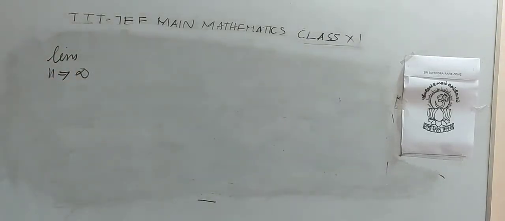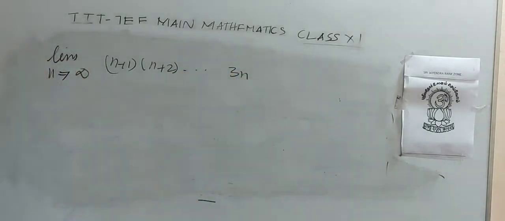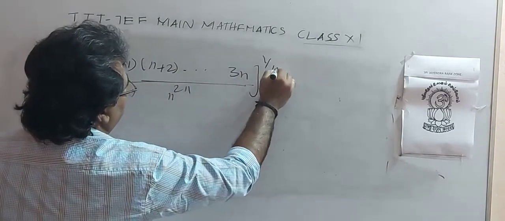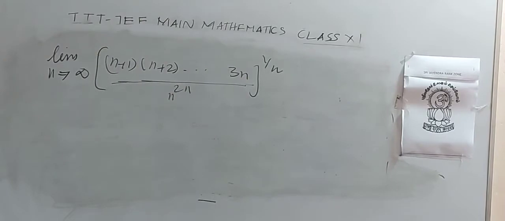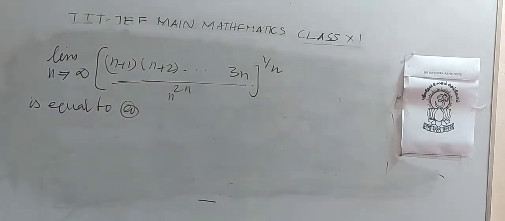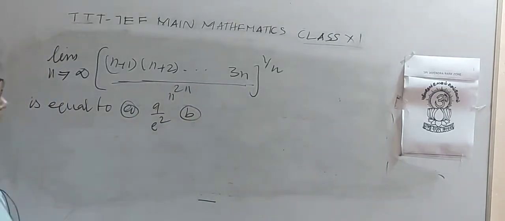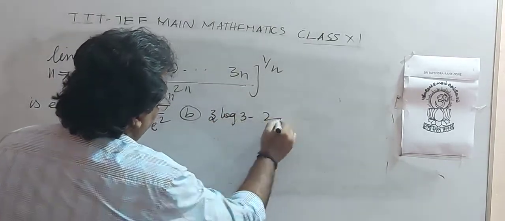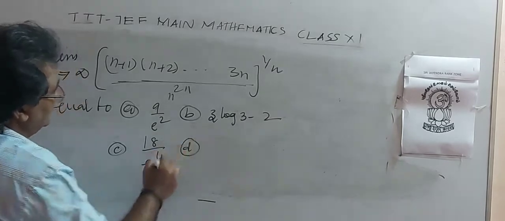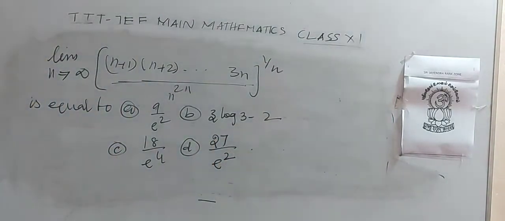Limit n tends to infinity, n plus 1, n plus 2 up to 3n, whole divided by n power 2n, whole power 1 by n, is equal to: nine by e squared, three into log 3 minus 2, 18 by e power 4, 27 by e squared.